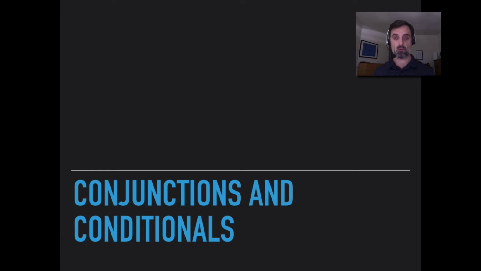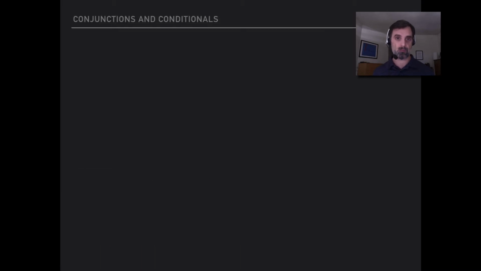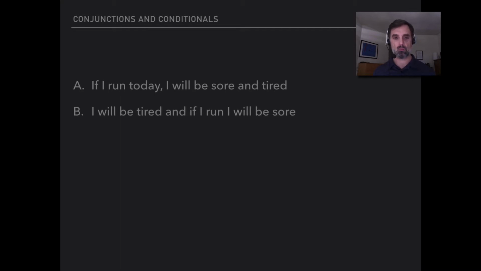In the previous video, we talked about conjunctions and negations. In this video, we'll look into conjunctions and conditionals. Suppose we say, if I run today, I will be sore and tired. And that's one sentence. Another sentence is, I will be tired, and if I run, I will be sore. These are different sentences. One's a conditional. It says, if I run today, then something or other will happen. The other is a conjunction.